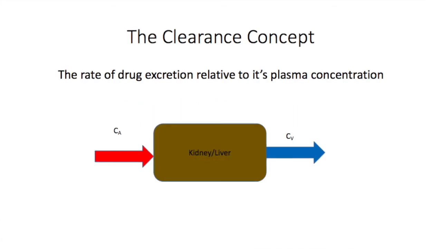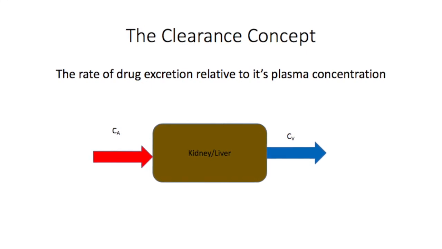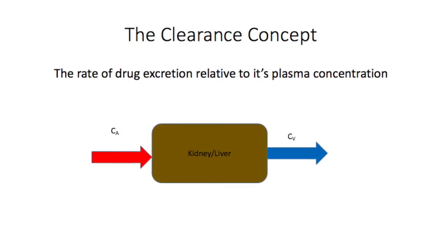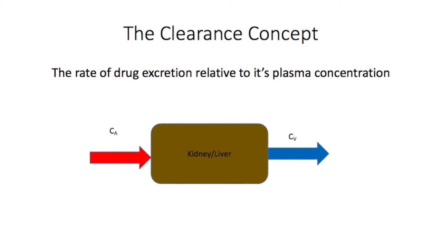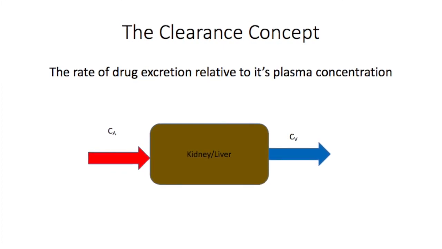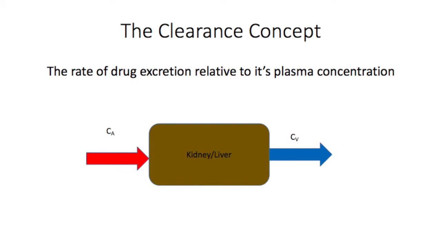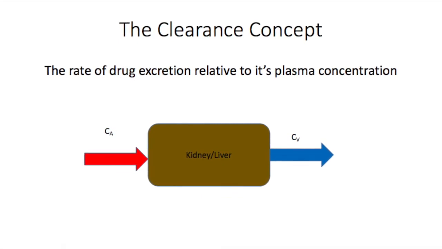This video is about the physiological concept of clearance and specifically hepatic clearance. Clearance can be defined either as the volume of blood totally cleared of drug per unit time, or it can be defined as the rate of drug excretion relative to the plasma drug concentration, which is the physiological definition and measures an organ's intrinsic capacity to remove drug from the blood.